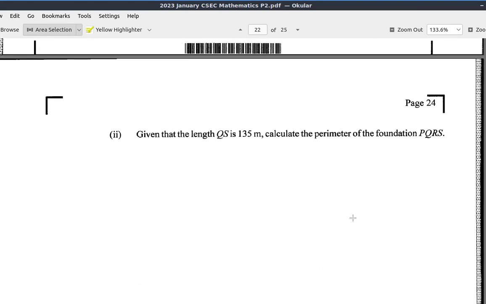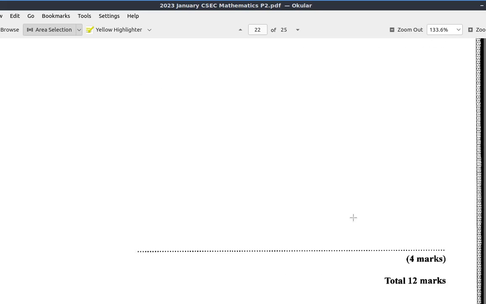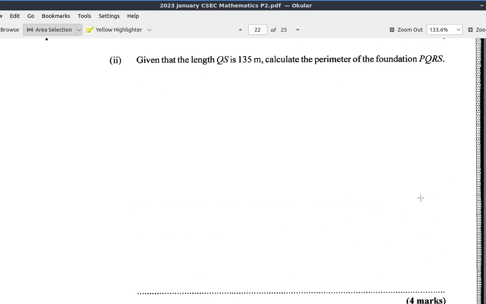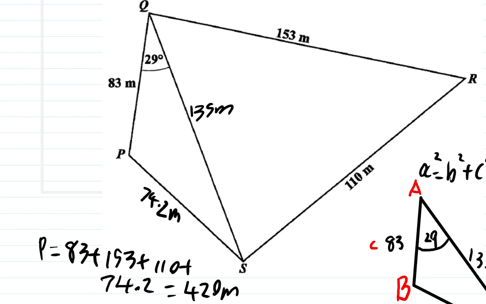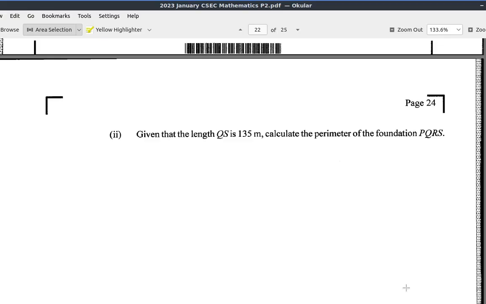And that is it for question 9. You notice this is 4 marks. As you see, it's a good amount of work. You have to use the cosine rule and find the 74.2, so they give you 4 marks for that.